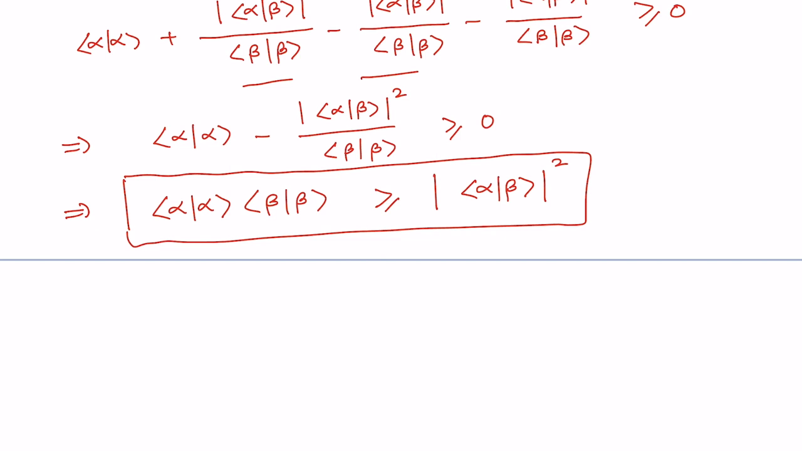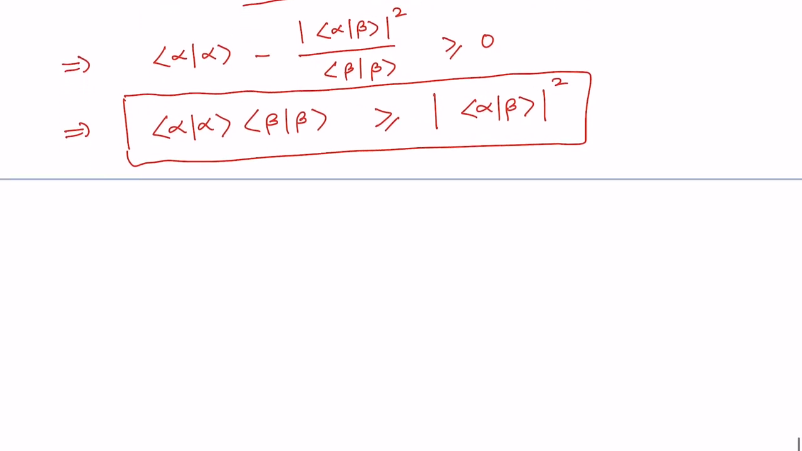Now let us do the second part and obtain the Heisenberg uncertainty principle for observables A and B.